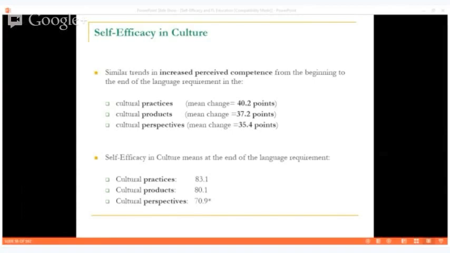We could see that self-efficacy in culture means at the end of the language requirement were highest in terms of cultural practices, but a little bit lower in terms of cultural perspectives. And that was something that we also thought about a bit. What does that mean for us? What might we need to adjust? What might we need to adapt?